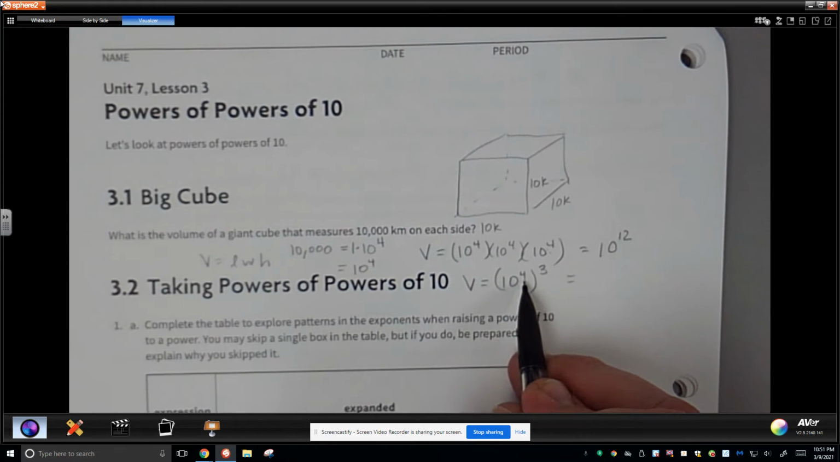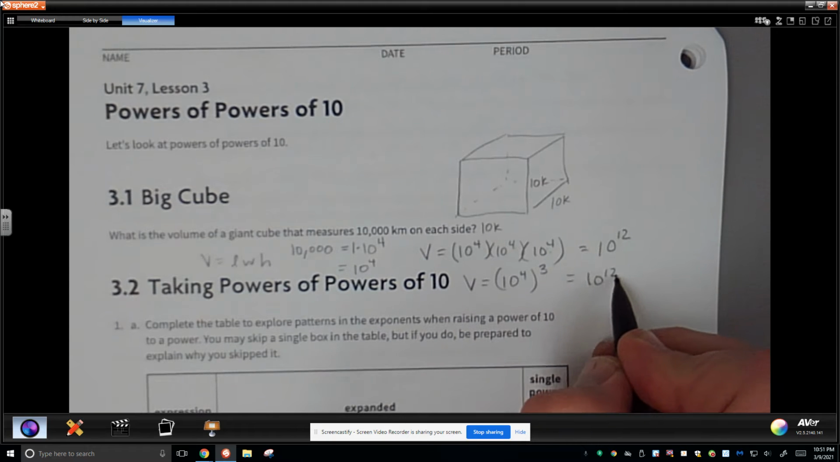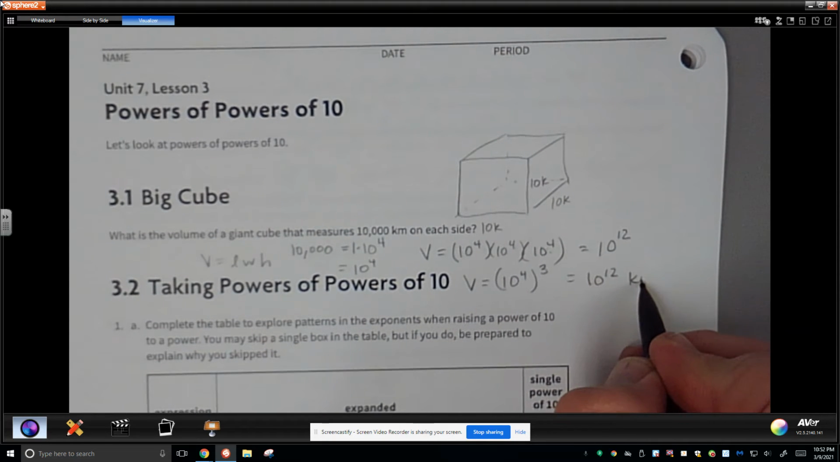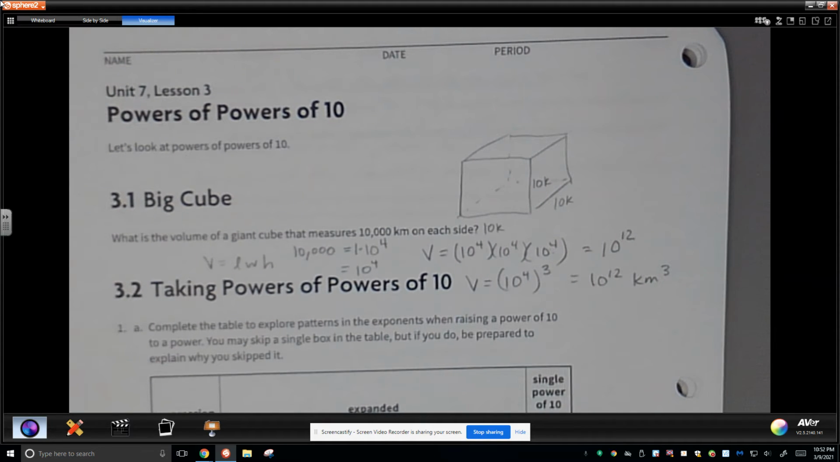And then what we notice, the shortcut with that is 4 times 3 is also 12, so 10 to the 12th power kilometers cubed. That's a really, really big cube. You think about that. That's 12 place values after the 1. That's a big number. That's actually more like a billion. Let's see here. 9, 12. That'd be 1 trillion cubic kilometers. It's a pretty big place.